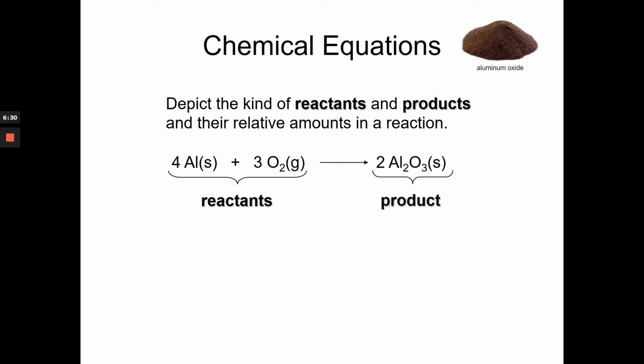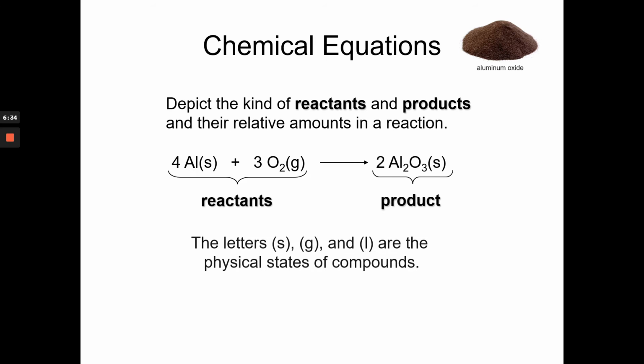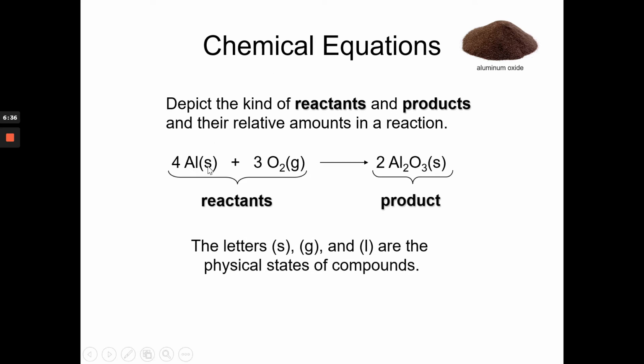That's what a chemical reaction is. And when they do rearrange, they tend to have different properties than how they started. Now, the letter S here refers to solid. Aluminum is solid as I've reacted it. The G, a gas. If I use the letter L, that would refer to liquid. And those are simply the physical states the compounds are found in.